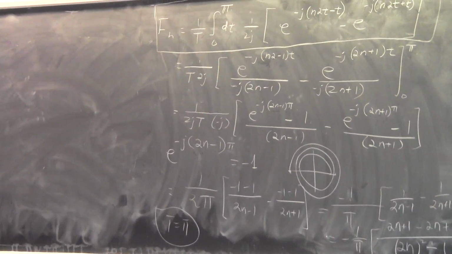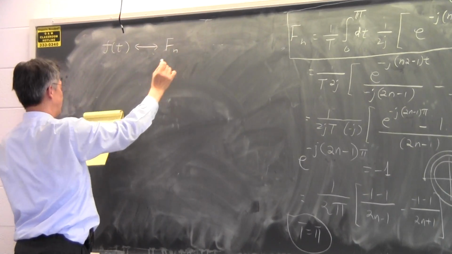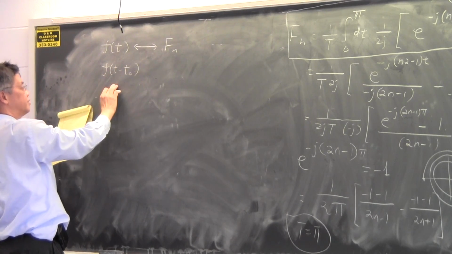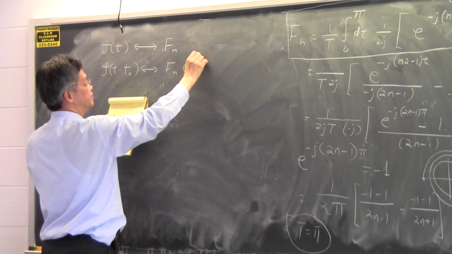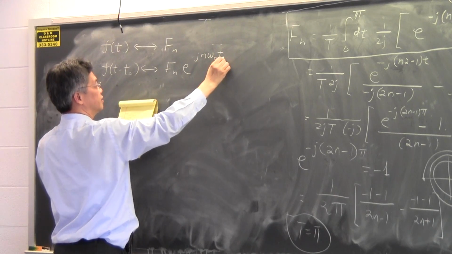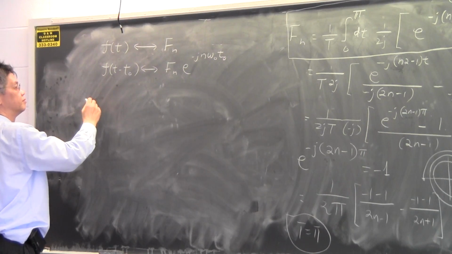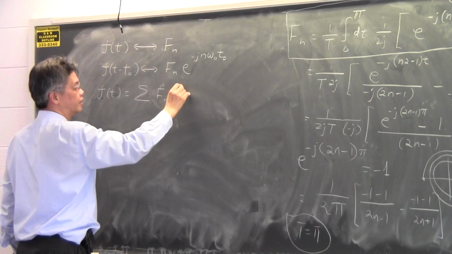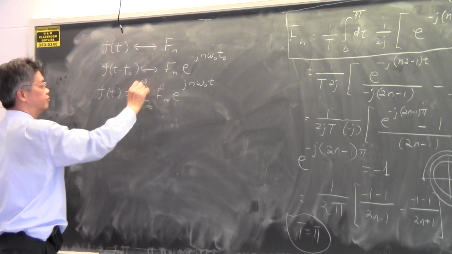And there's another property that if f of t gives rise to Fourier coefficients f sub n, okay, f of t minus t naught, a function delayed by t naught, gives rise to Fourier coefficients given by f sub n e to the minus j n omega naught t naught, okay? This is a rule, and we can prove this rule very easily because we know that f of t is equal to the sum of f sub n e to the j n omega naught t, n goes from minus infinity to infinity.